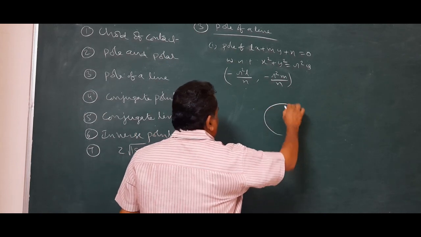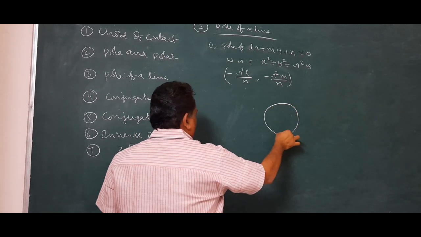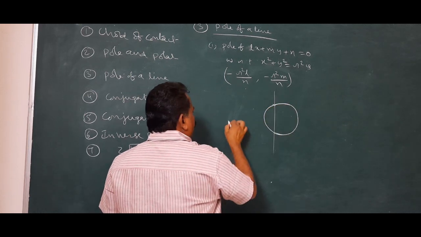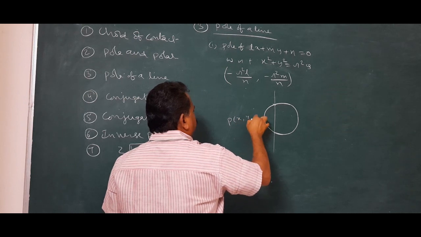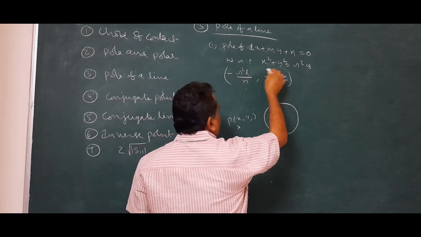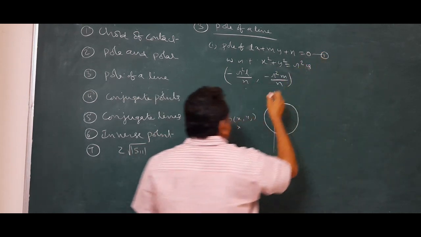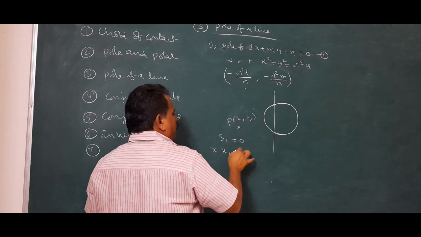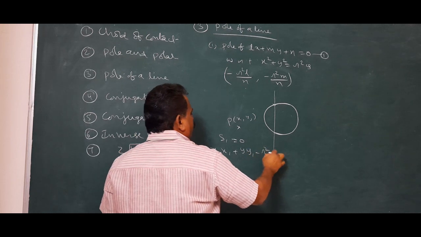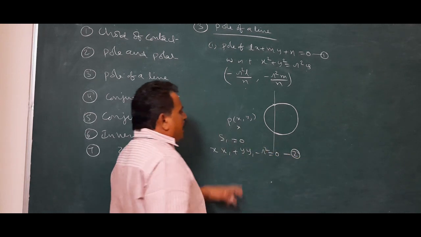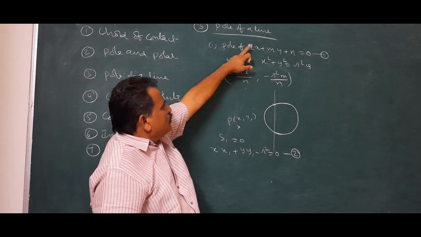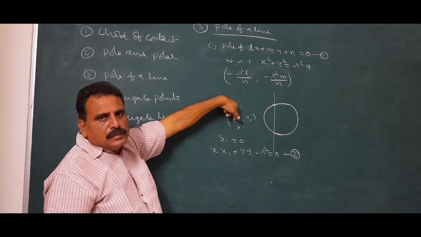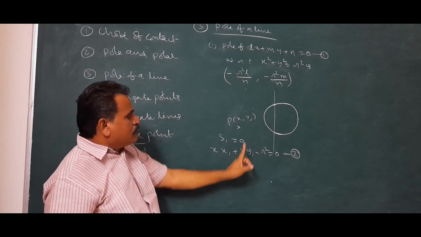For example, if the line cuts the circle, the pole of this line is P, that is (x1, y1). Now we have to find the polar of P. Polar of P is S1 equal to 0, that is x x1 plus y y1 minus r square equal to 0. Now compare these two, because this line is the polar of P (x1, y1). Actually, the polar of P (x1, y1) is this.